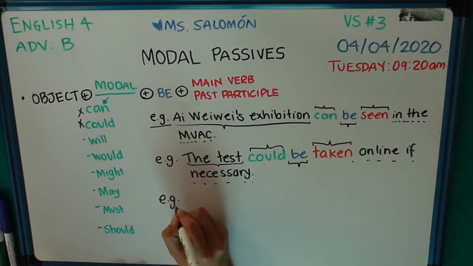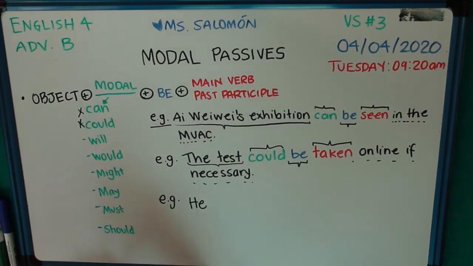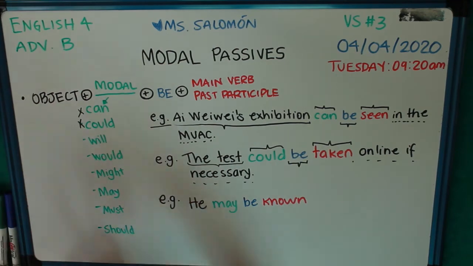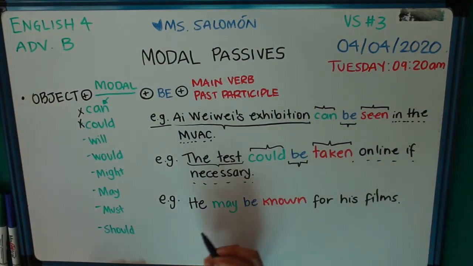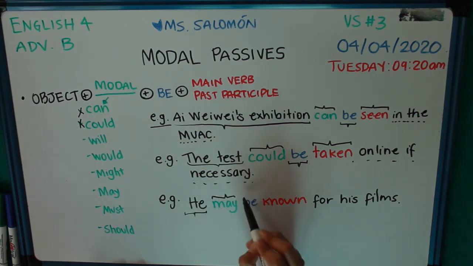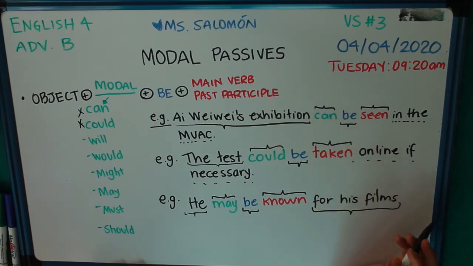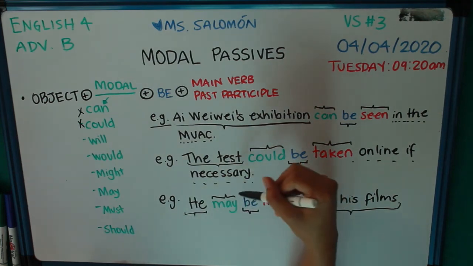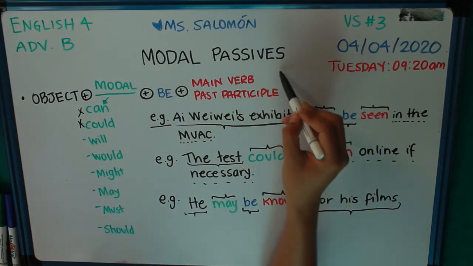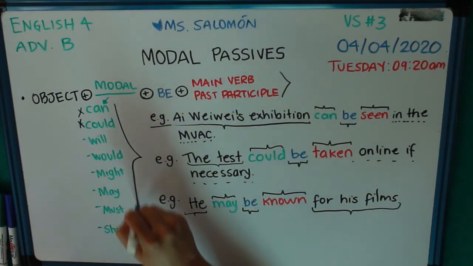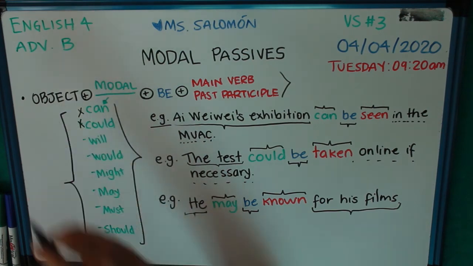I'm going to work on a third example, and I'm going to express possibility again. In this example, the object of the sentence goes here, then the modal verb, the verb to be, main verb in past participle, and finally the rest of the sentence. What I want you to know is that regardless of the modal verbs that we choose to use, the pattern that we need to follow will always be the same. So you can use whichever modal verb and you will need to follow the same pattern.